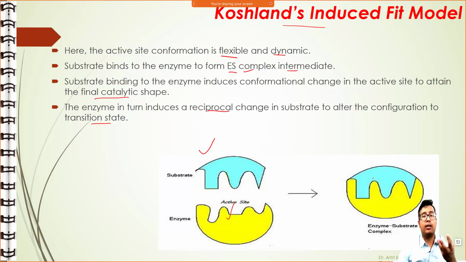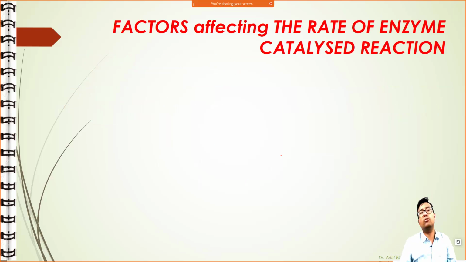Mind it, the reverse, that is the changes induced by the enzyme in the substrate, is not that much. Otherwise, the substrate would have changed. We cannot make a glucose into fructose and then react, right? So the change in the substrate is minimum. However, the change in the active site of the enzyme is huge. Therefore, it is not at all rigid, and this is how the induced fit model differs from the lock and key model, right? So now we look at the factors affecting the rate of enzyme catalyzed reaction.